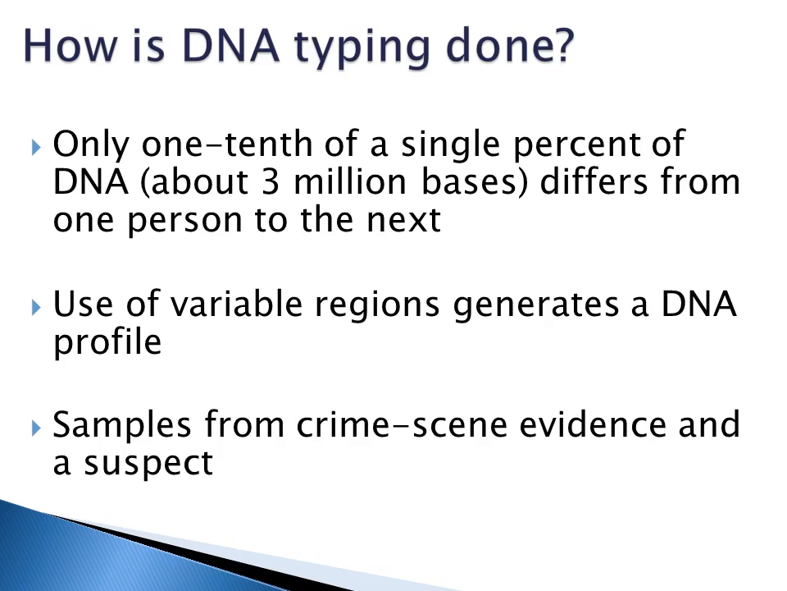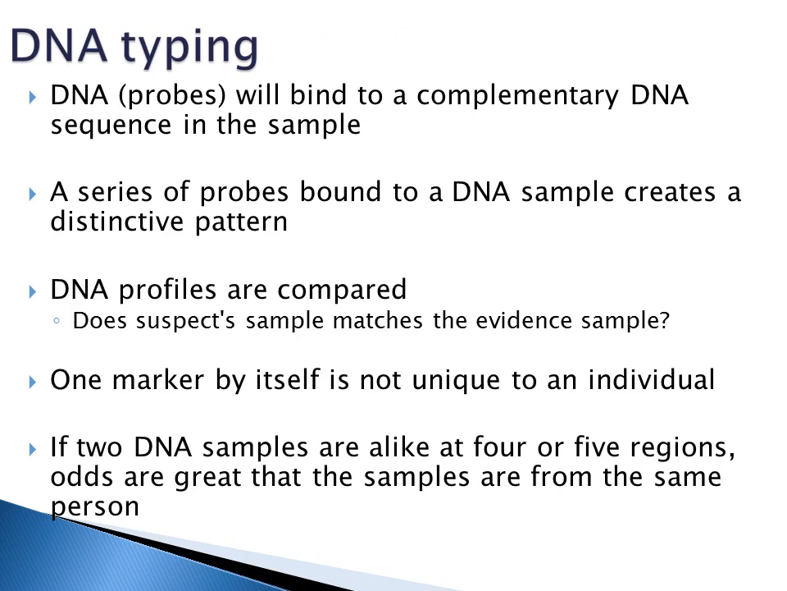So only 1/10 of a single percent of DNA, about 3 million bases, differs from one person to the next. So what's used are the variable regions in human DNA to generate a DNA profile, and usually these DNA samples are obtained from blood, bone, hair, body tissues, anywhere where you can get a very nice DNA sample. In a criminal case, usually you're going to obtain samples from your crime scene evidence, extract the DNA, and analyze the markers, and we already said that.